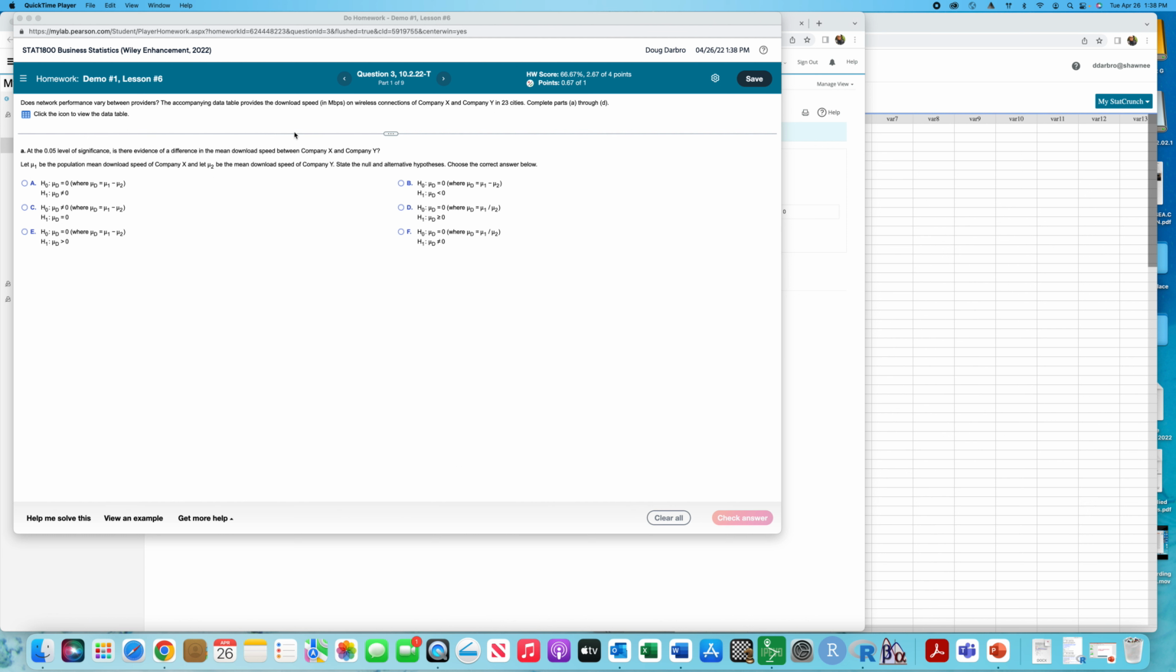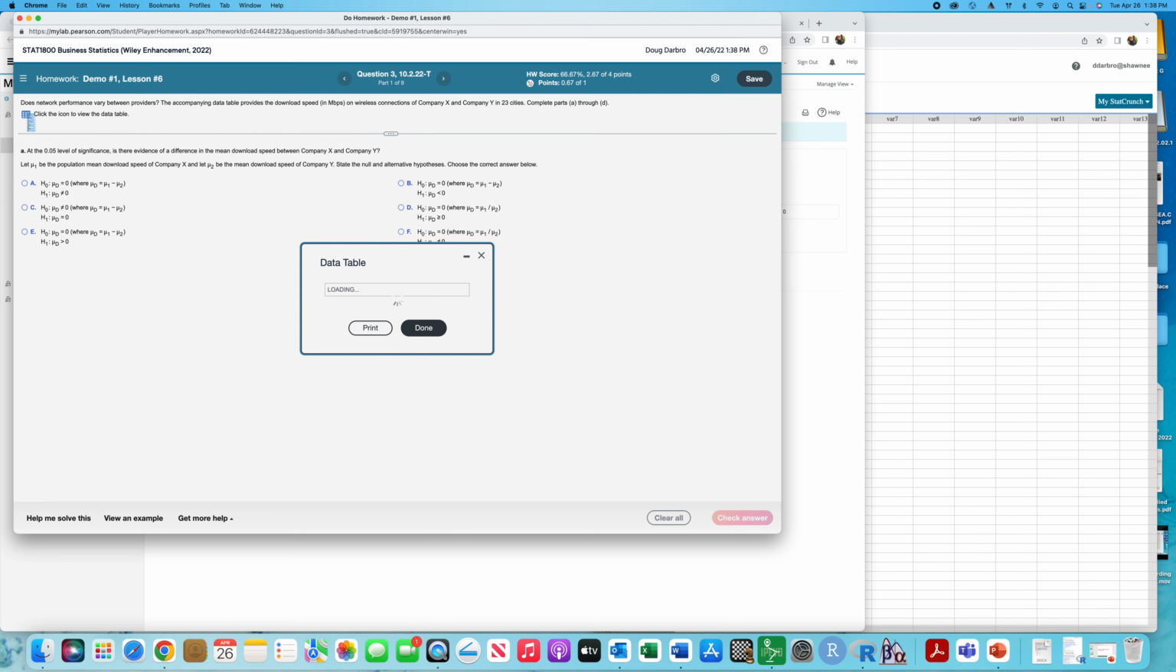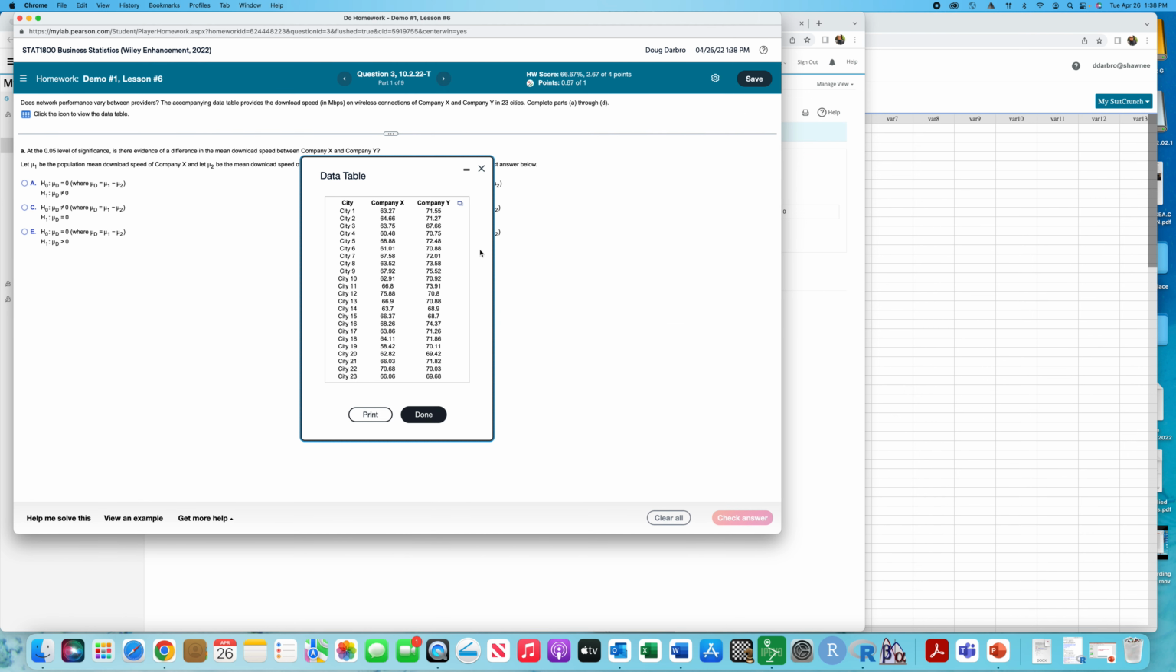Anyway, here we are. So let's look at an example of a paired sample t-test. The question: does network performance vary between providers? The accompanying data table provides the download speed on wireless connections for company X and company Y in 23 cities. Let's take a look at the data, and most importantly, let's determine why this is a matched pairs or dependent samples t-test.